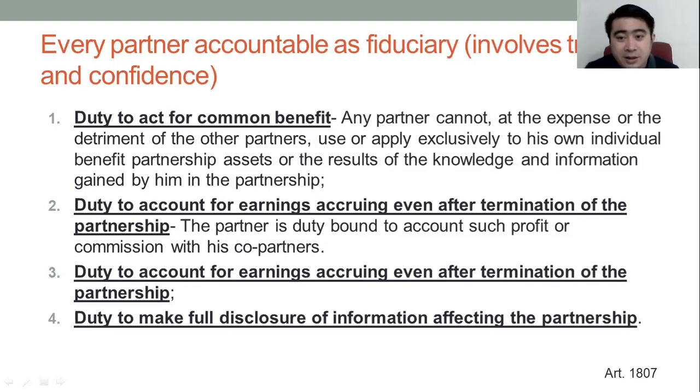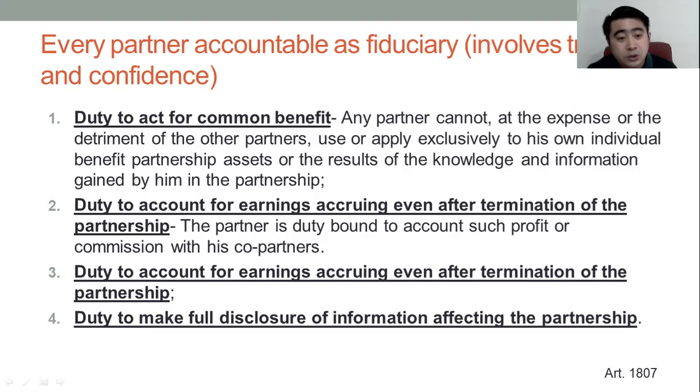Any partner cannot, at the expense or the detriment of the other partners, use or apply exclusively to his own individual benefit the partnership assets or the results of the knowledge and information gained by him in the partnership. All right? So class, whatever yung partnership assets, it has to be accounted for the partnership. Hindi yan pwedeng suluhin ng mga partners in their individual capacities.